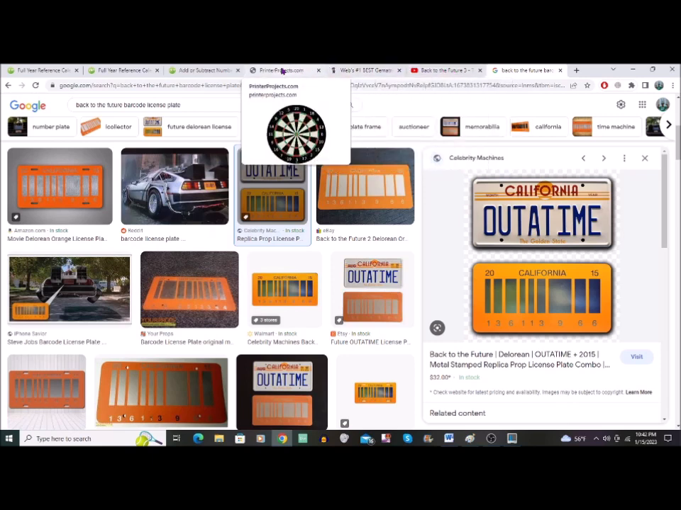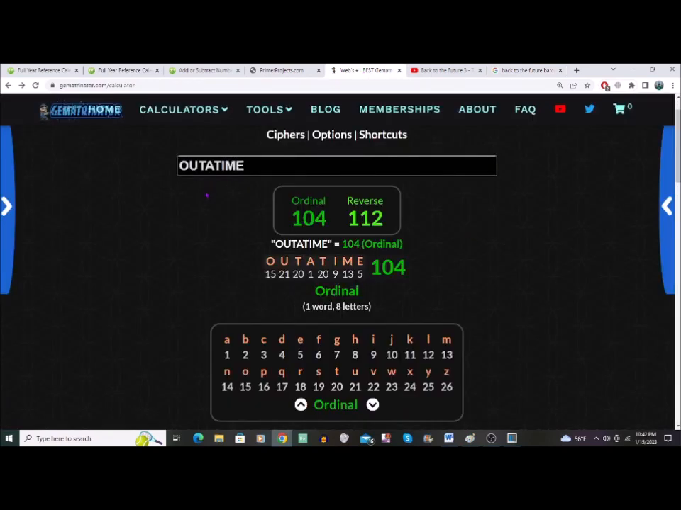So let's look at, what did I want to look at? The Gematrinator, come on. Okay, I got it in here, and look what we've got coming up again.